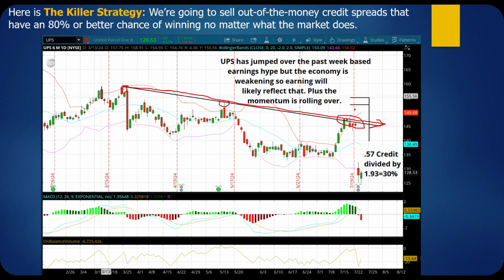Okay, so what we did, this is an actual trade, and you can actually see the verbiage that I tell my subscribers. So I say UPS has jumped over the past week based on earnings hype, but the economy is weakening, so earnings will likely reflect that. That was our hunch. Plus the momentum is rolling over. So we saw here on the MACD, we see the momentum rolling over. Here, on balance volume, is a continuous downtrend. We've got a higher high, definitely lows, and then this lower high.